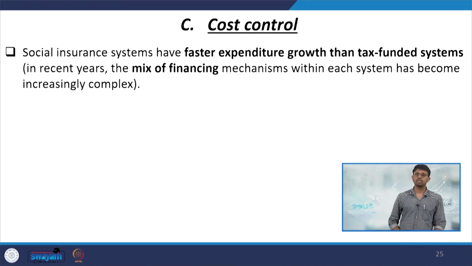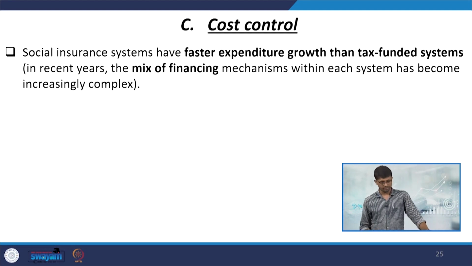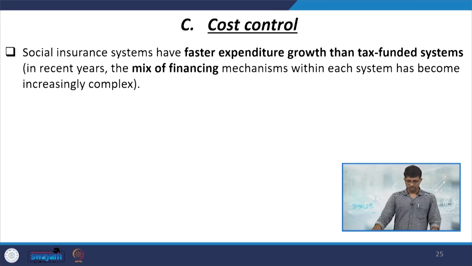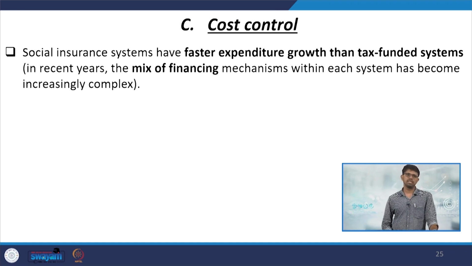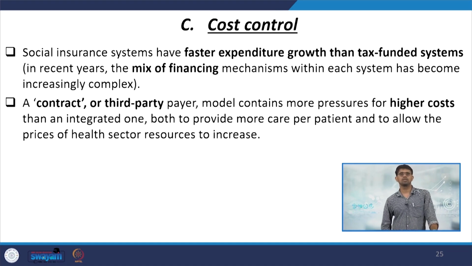Now we are discussing the third criteria of measuring or understanding the health insurance schemes, to define a better health system. The third one is called cost control. So, social health systems have faster expenditure growth than tax funded systems. We are trying to compare which one is better from which perspective. Social health insurance systems have faster expenditure growth than tax funded systems. In recent years, the mix of financing mechanisms within each system has become increasingly complex.